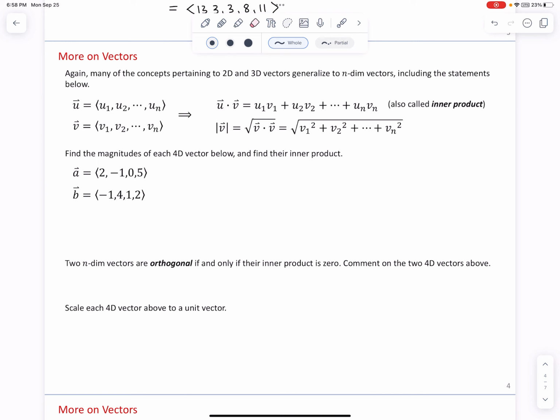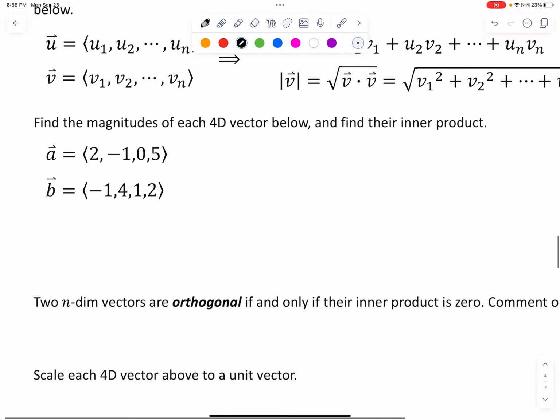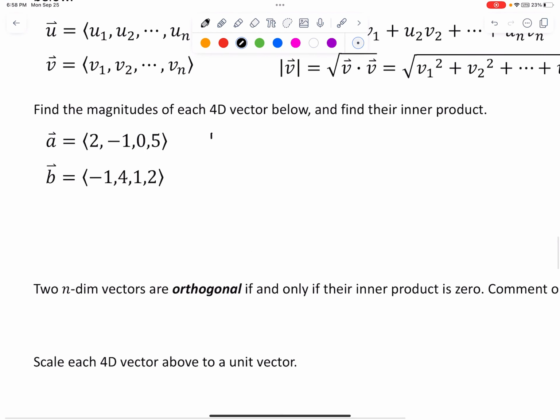Okay, find the magnitudes of each 4D vector below and find their inner product. Let's begin with vector A here, find its magnitude. The magnitude of vector A will be the square root of, and then we square the components and add them together. So 2 squared is 4, -1 squared is +1, 0 squared is 0, and 5 squared is 25. And in the end, this gives us the square root of 30.